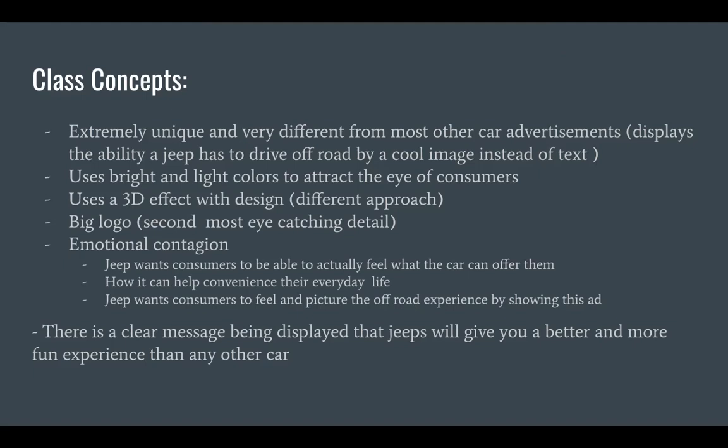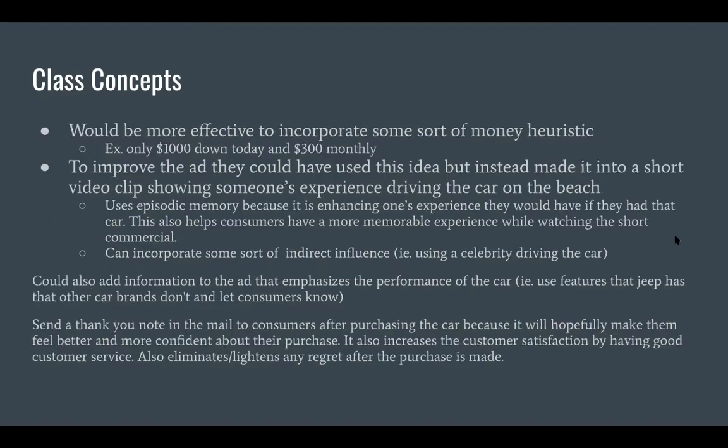It also uses a lot of emotional contagion. Jeep wants consumers to be able to actually feel what the car can offer them and how it can help their family and how it can make their everyday life more convenient. It wants consumers to feel and picture the off-road experience by showing this ad and by showing the 3D effect. So there's a clear message being displayed that Jeep will give you a better and more fun experience than any other car, and that's basically what this print ad tries to show.